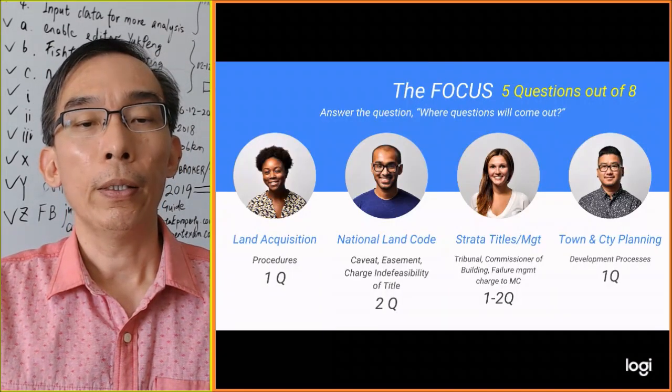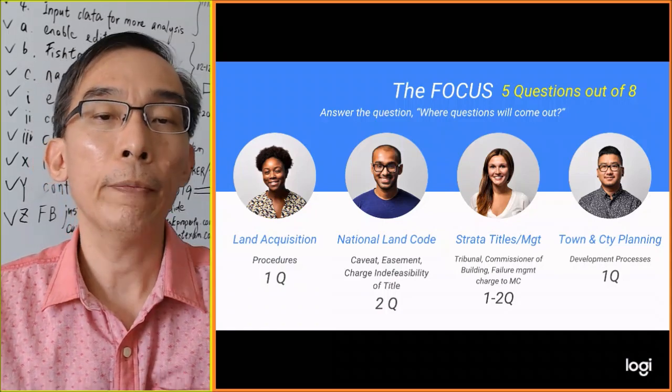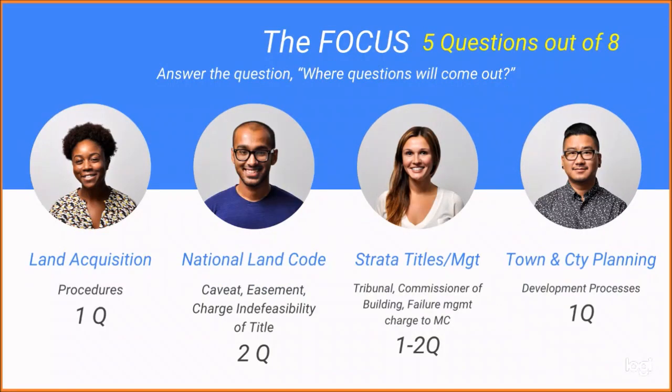Right, just on this, I would like to let you know again. The focus is doing 5 questions out of 8. There are a broad number of laws and the area is big, so I will divide it into these 5 areas, 5 questions. So one is land acquisition, one is strata title, one is town and country planning, and then the rest 2 can be from the land court.